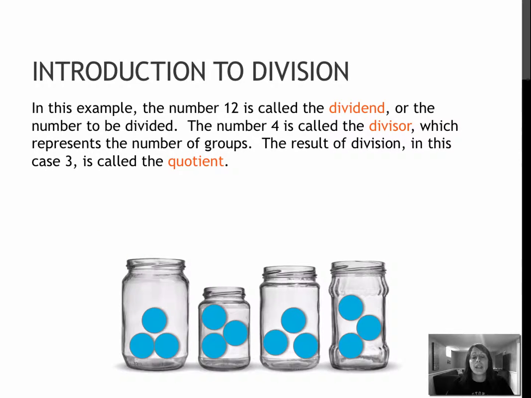So in that case, the number 12, which is the number of marbles that we started with, is called the dividend. So it's what is being divided. The number 4 is called the divisor. So I am dividing it by 4. The result, or the solution, in this case 3, is called the quotient. So dividend, divisor, quotient.